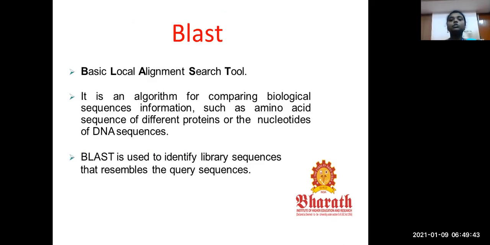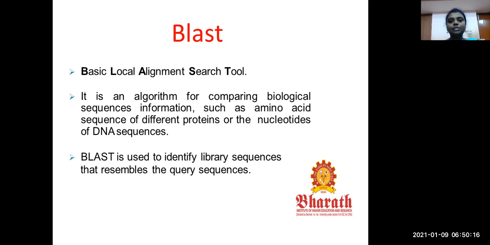Yeah, BLAST. BLAST is the Basic Local Alignment Search Tool. It is an algorithm for comparing biological sequence information, like amino acid sequences of different proteins or nucleotides of DNA sequences. So different proteins, like amino acids, and different DNA sequences, like nucleotides, can be compared. It has a set of algorithms to compare new data with already existing data.